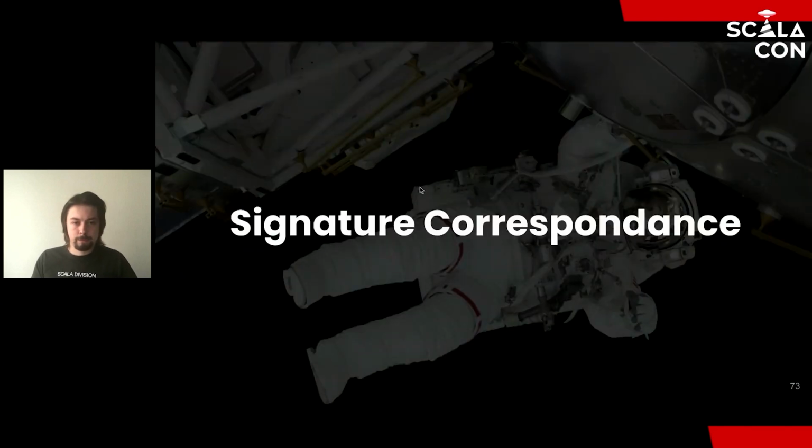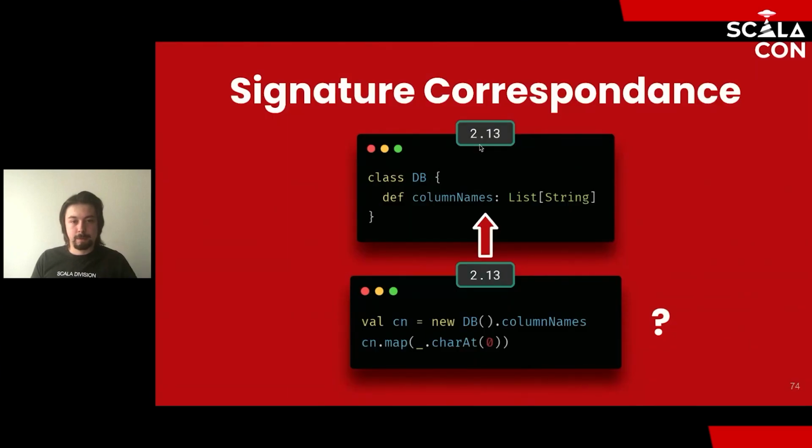So what is signature correspondence? Let's take a look at this. We have our database library, and it provides a method columnNames, a list of string.